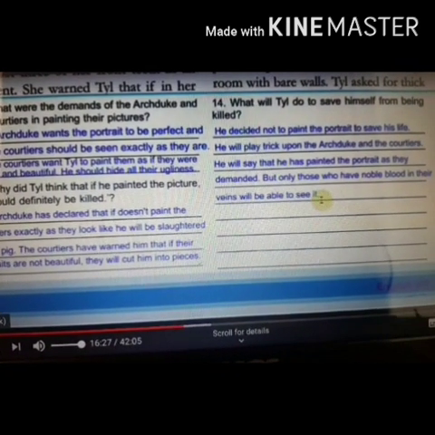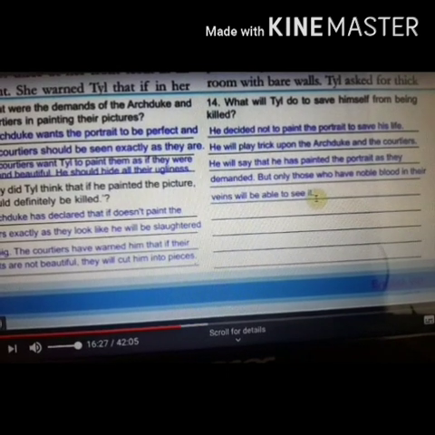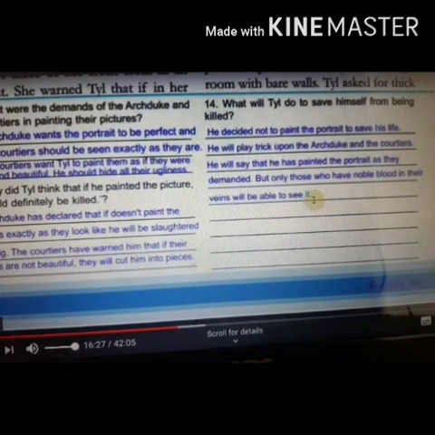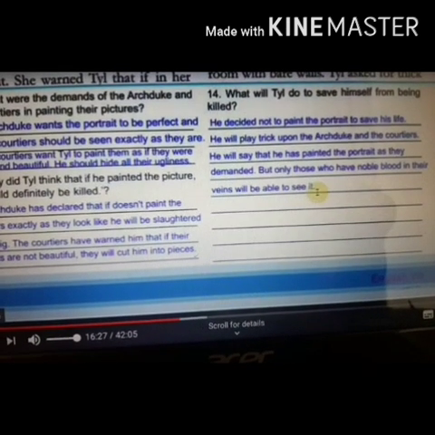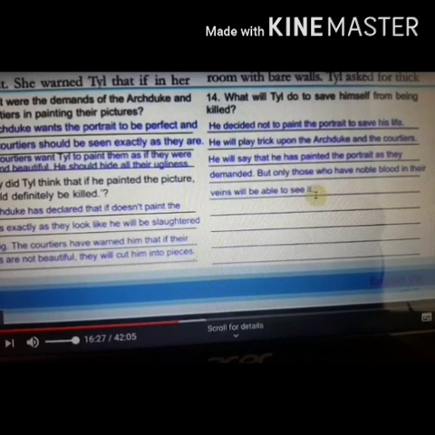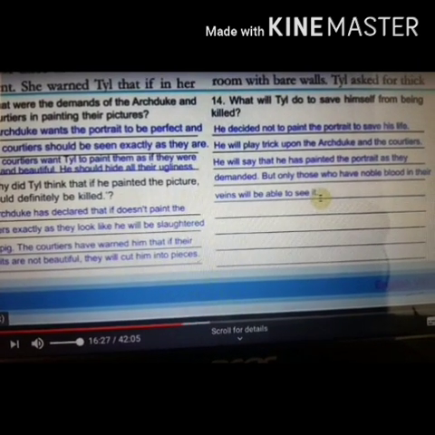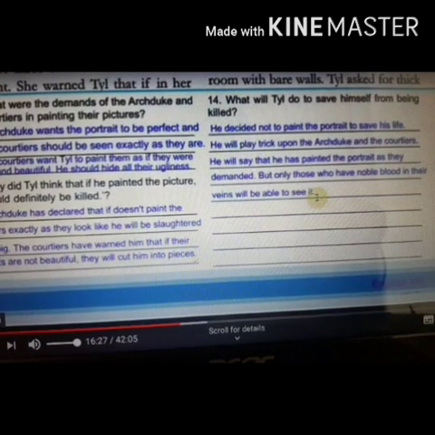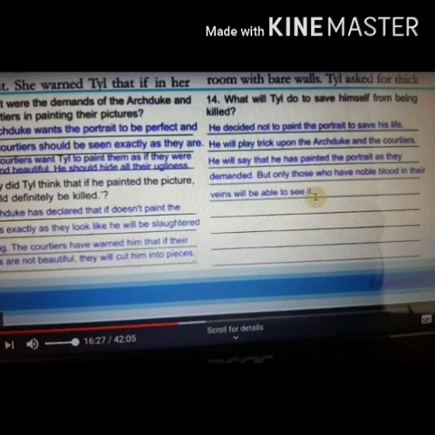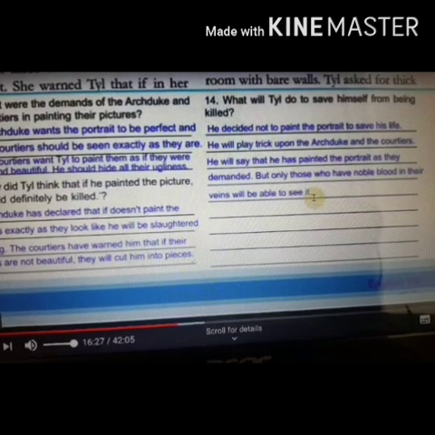Question number 14. What will Till do to save himself from being killed? He decided not to paint the portrait to save his life. He will play a trick upon the Archduke and the courtiers. He will say that he has painted the portrait as they demanded, but only those who have noble blood in their veins will be able to see it.